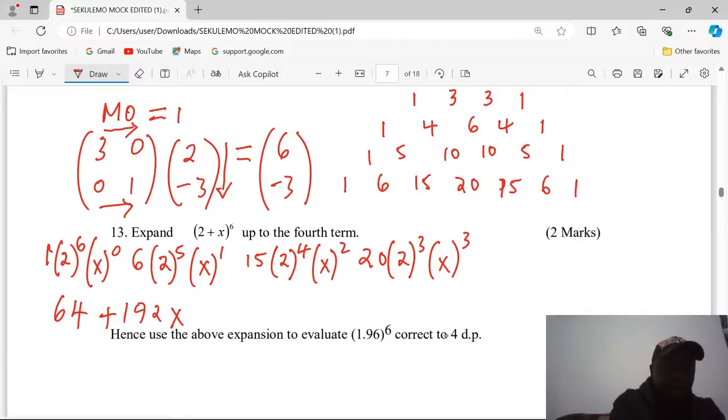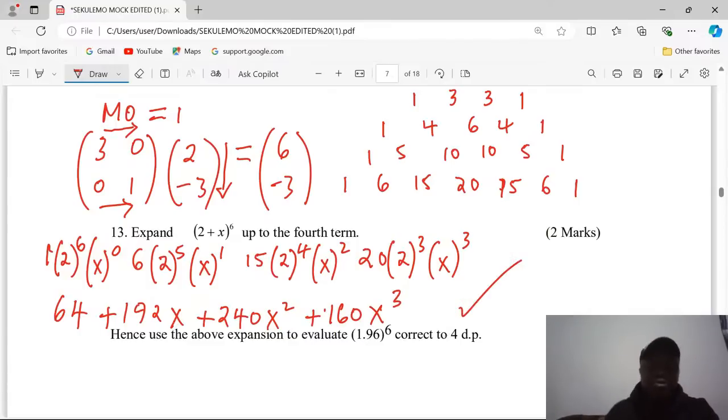Then x plus 2 power 4, which is 16. We now multiply 16 by 15. We get 240. And now we are having x squared at that point. And finally, we add 2 power 3, which is 8, multiplied by 20. This gives us 160. Then x is now power 3.